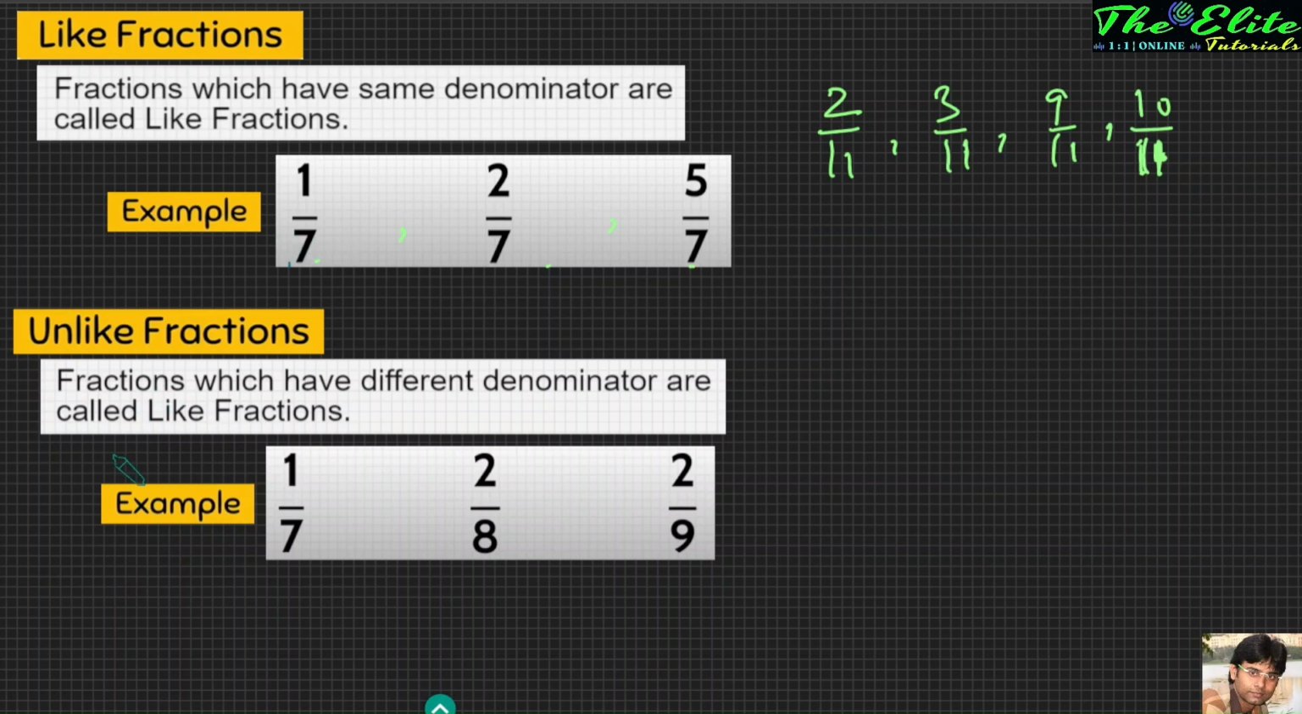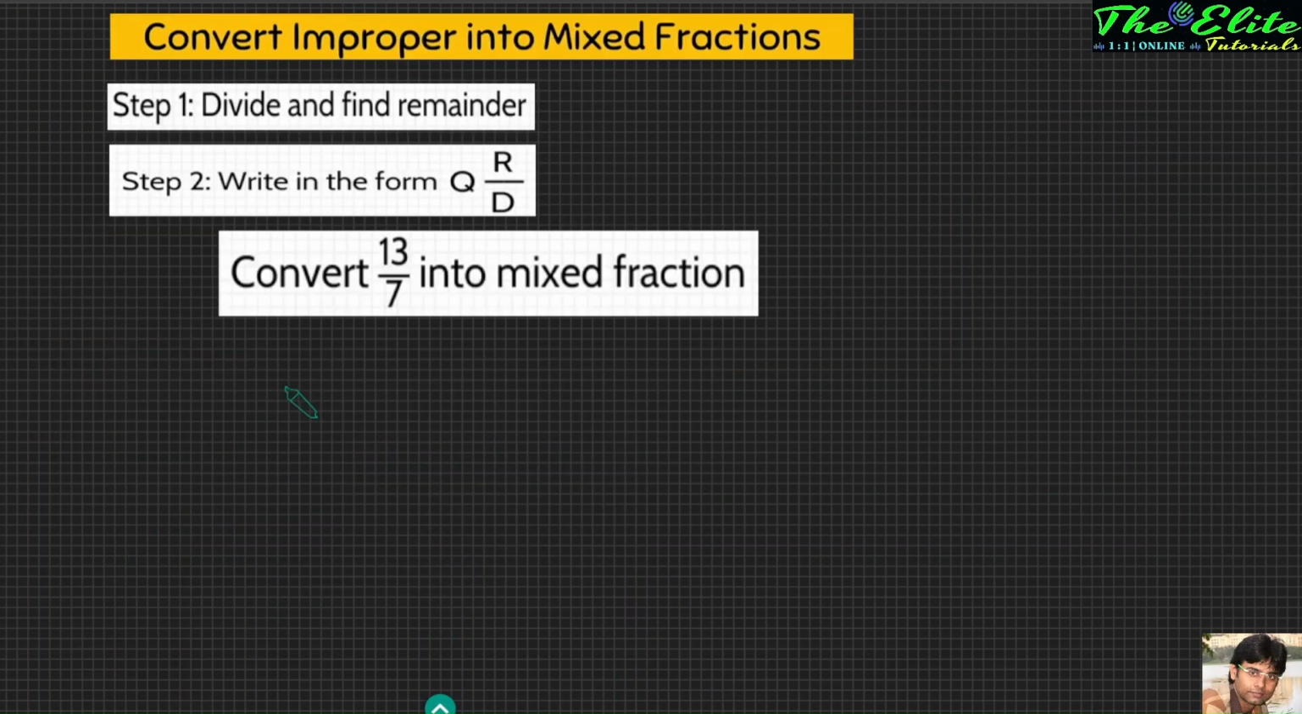On the contrary, unlike fractions will not have the same denominator. For example, 1 over 7, 2 over 8, 2 over 9. So 7, 8, 9 are not equal, so they are known as unlike fractions. Very easy. Now, as we came to know about improper fractions and mixed fractions, we also learned about the conversion of improper fractions into mixed and vice versa.